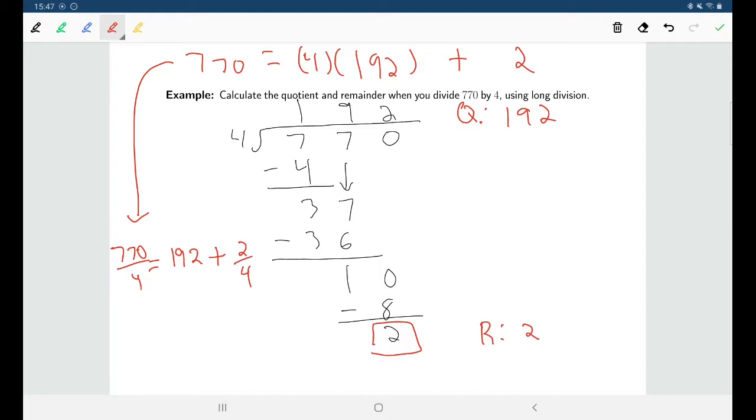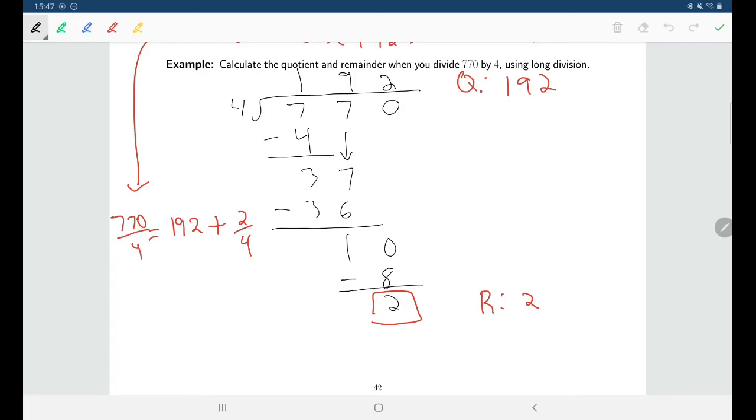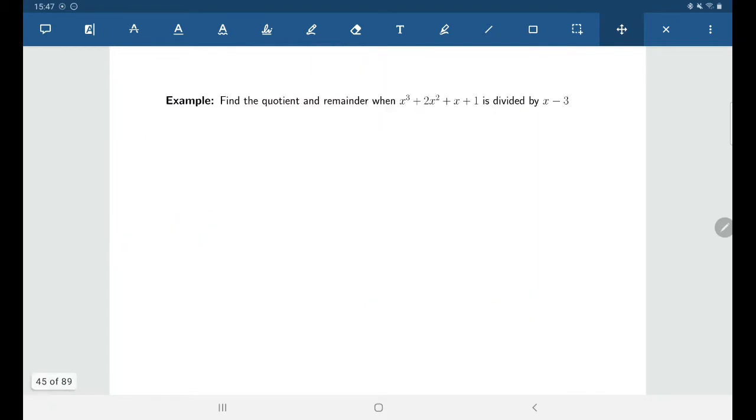Okay. So that was doing long division with numbers. And again, notice that the process for long division with numbers was asking ourselves how many times did something go in. We then multiplied, we subtracted, and then we brought down. And that's exactly what we'll be doing when we're dividing one polynomial by another.